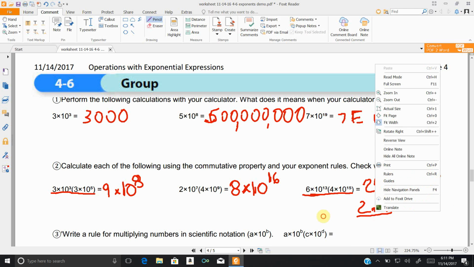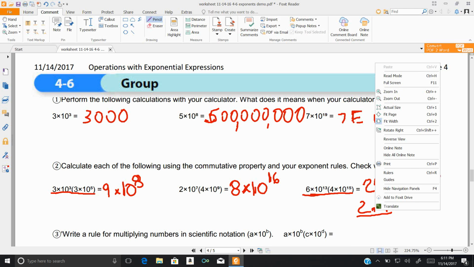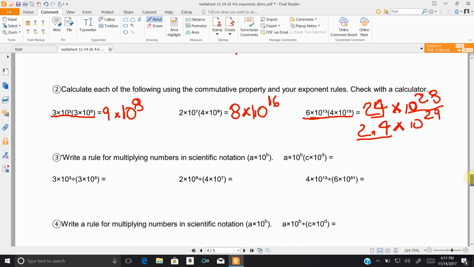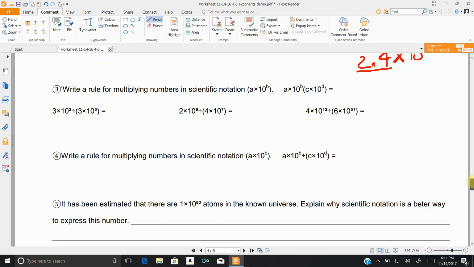So what I did, I took the 24, I divided the 24 by 10, and to compensate for that, to make up for that, I multiplied by another 10. So I divided the 24 by 10, and I multiplied this by 10. That gets my 2.4 between 1 and 10, and it doesn't change the number because now I have another 10 that I'm multiplying by. Okay.